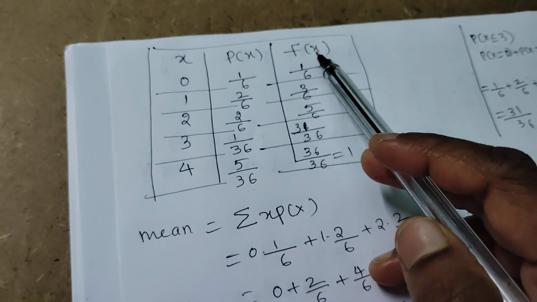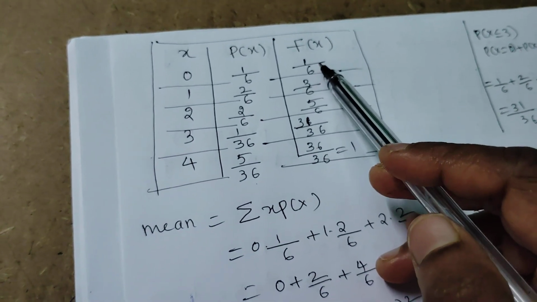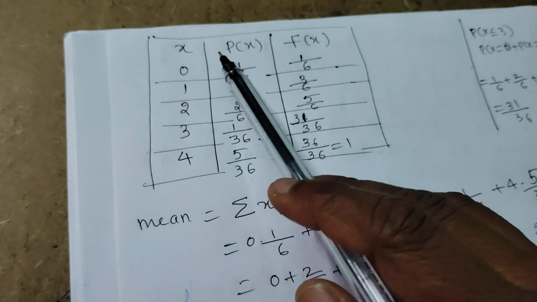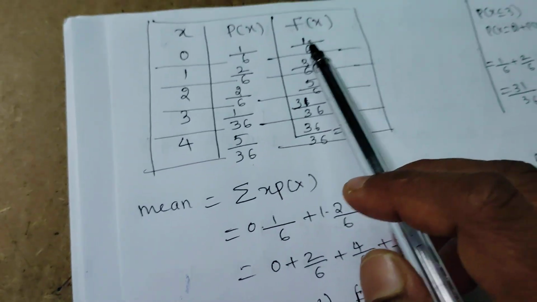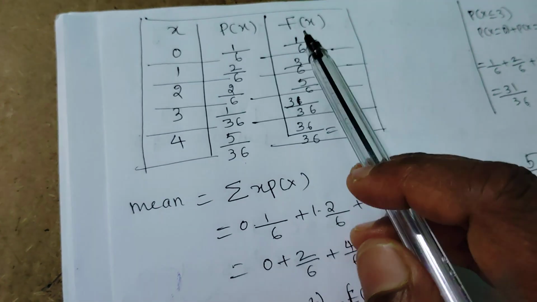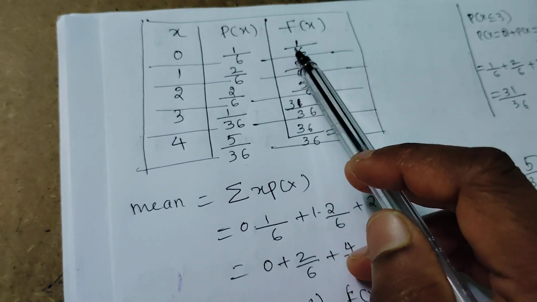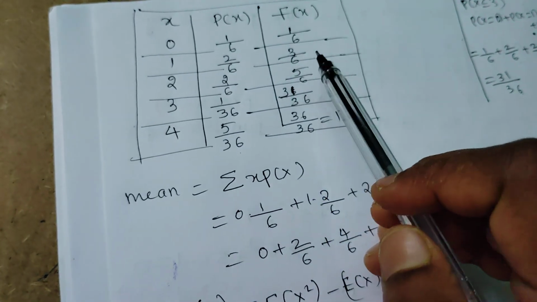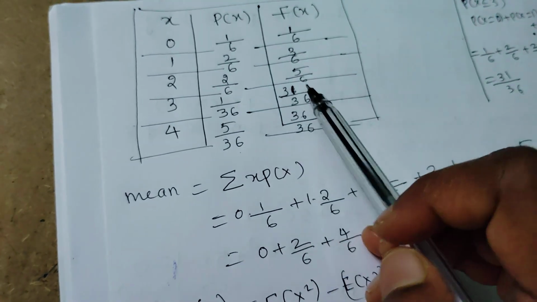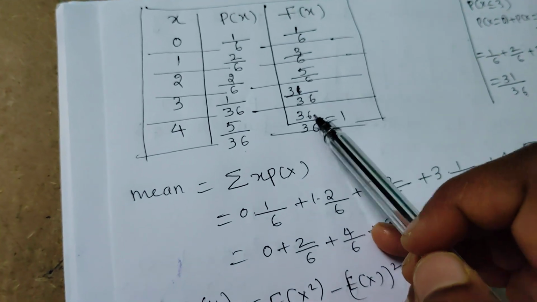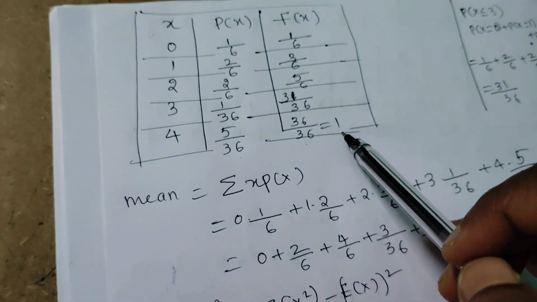So what I said: here X equal to 0 means P of X less than or equal to 0. X less than or equal to 0 means only one value, X equal to 0, so we get the same value. X less than or equal to 1 means P of X equal to 0 plus P of X equal to 1. That means we add 1 by 6 plus 2 by 6, 3 by 6. 3 by 6 plus 2 by 6, 5 by 6. 5 by 6 plus 1 by 36, we get 31 by 36. 31 by 36 plus 5 by 36 means 36 by 36, we get 1.